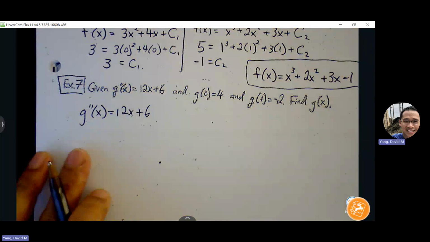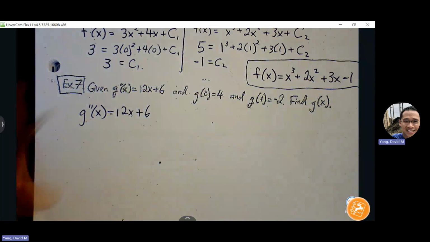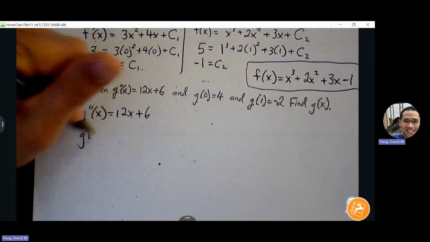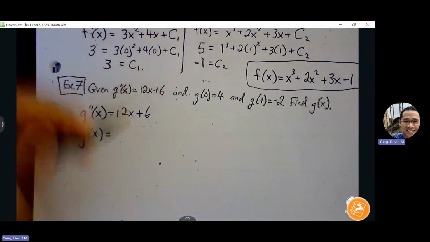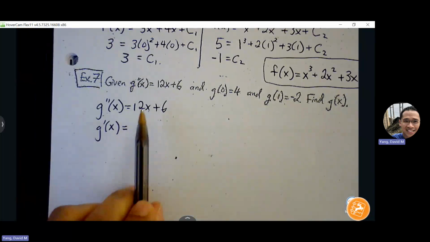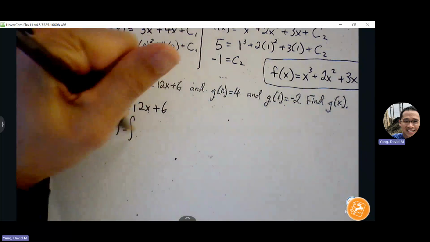Okay, so we're at the second derivative level. We're going to move up to g prime. So I'm going to indicate where I'm headed. I want to get to g prime. To get to g prime, I need to do what with this expression? Antiderivative, integral, yeah.